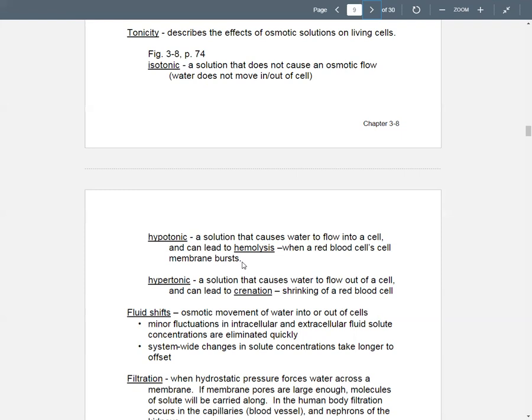In a hypertonic solution, the concentration of the solute is higher outside the cell. And if the concentration of solute is higher outside the cell, it means the concentration of water is low outside the cell, which means water is going to flow out of that cell to the extracellular fluid. It means that red blood cell or other cell is going to shrink, and that's a state that we call crenation.